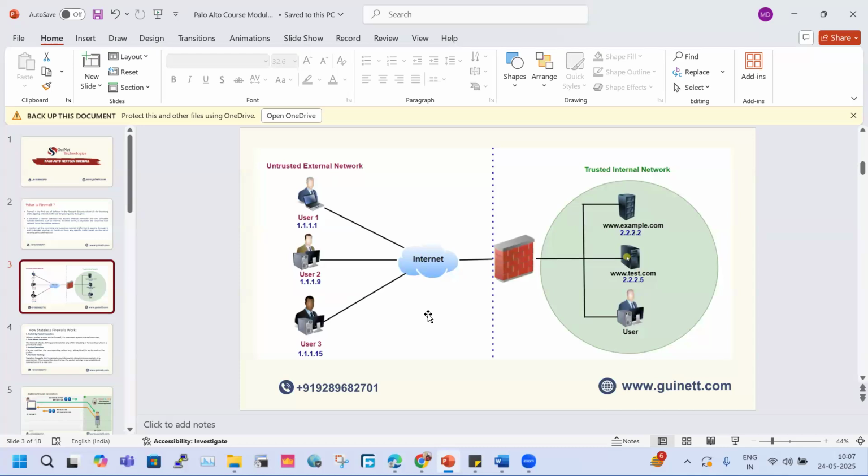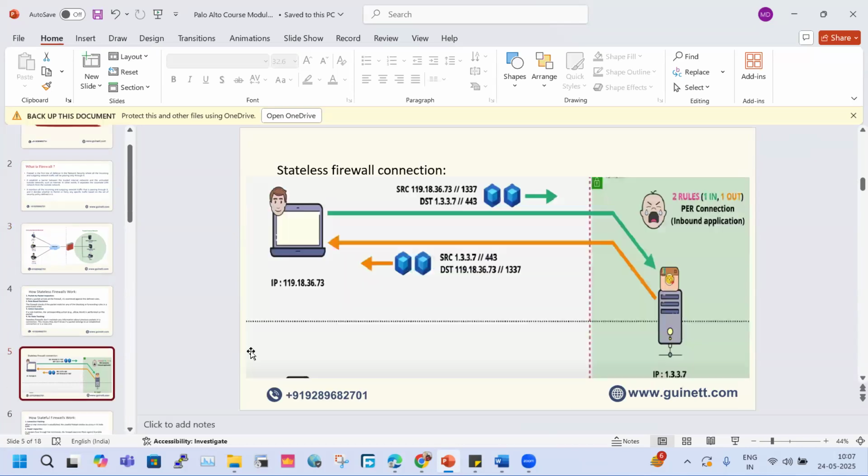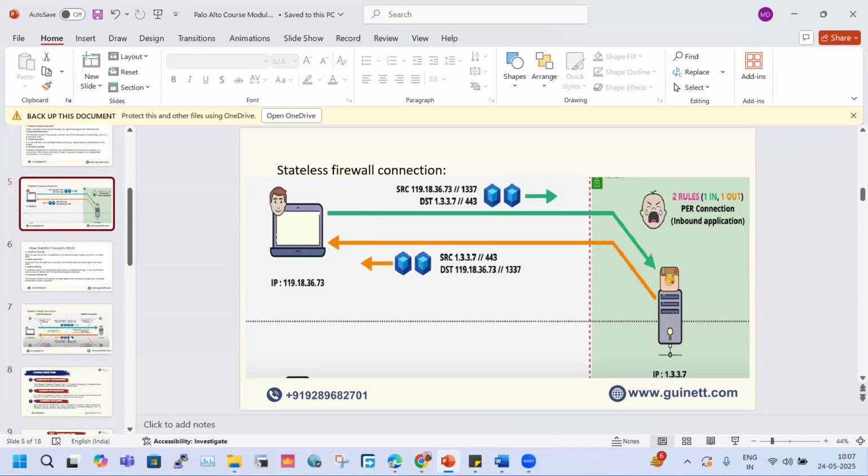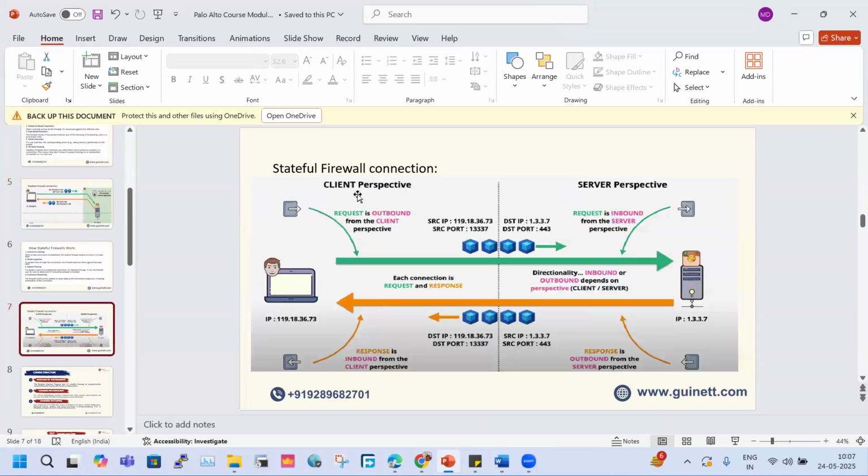So we were discussing the stateful firewall, right? In the case of a stateful firewall, I told you it maintains a session table, right? In the session table, it keeps a few details such as source IP, destination IP, source port, destination port, and the application, right? As you can see in this pictorial representation, this is a form of a stateless firewall. Here, the administrator will have to create two firewall policies. One is for in and one is for out. Here, one user sitting on the internet is trying to access one server, that is 1.3.3.7, right? So this is the main difference. If you see the stateful firewall here, then you can see only one firewall policy will be required.